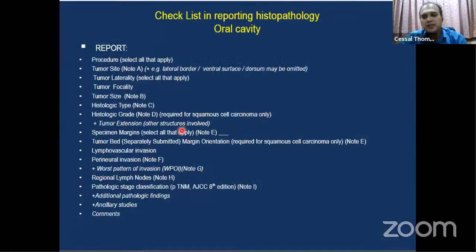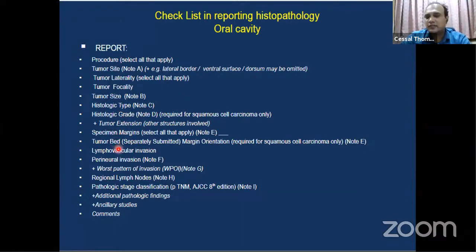Now, after surgery, you should have a checklist. The patient should have a tumor site. So where is the tumor? What is the laterality, the tumor focality? Then what is the size of the tumor? The histological type, the grade of the tumor. Then what about the margins?